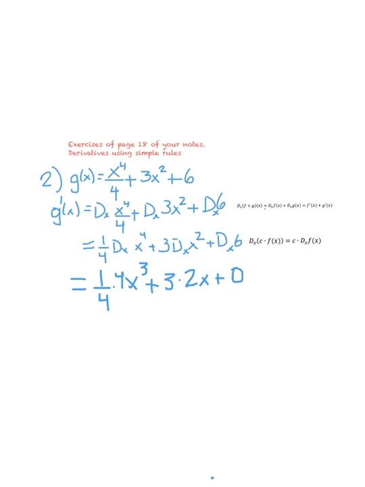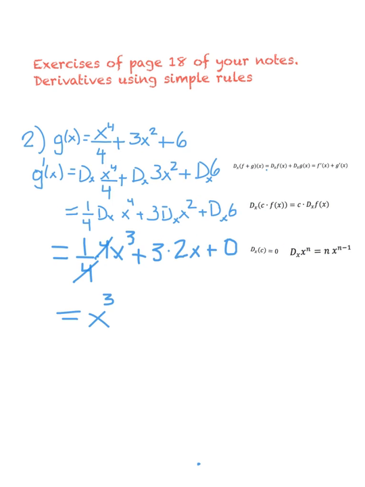In this case we used two rules. And finally, we simplify the coefficients. So this first term is x cubed, plus 3 times 2x, which is 6x. And that is exactly the derivative, or g prime of x.